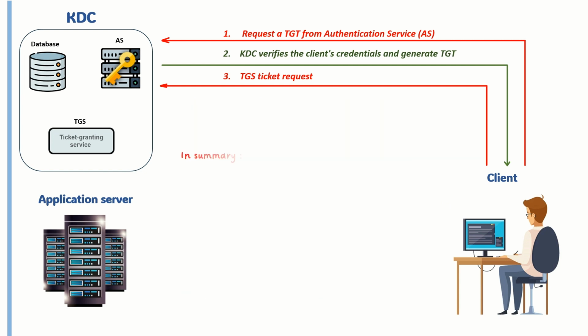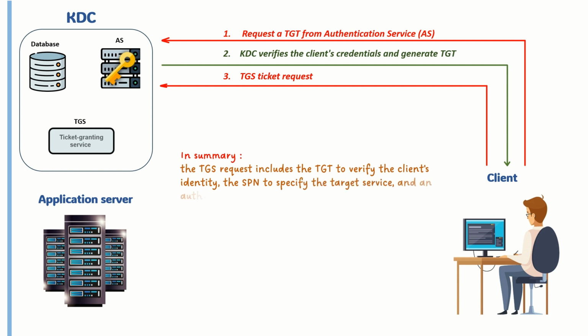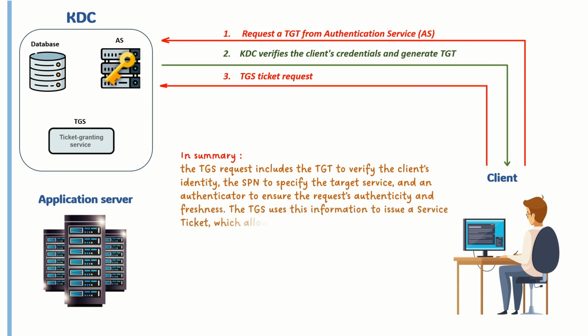In summary, the TGS request includes the TGT to verify the client's identity, the SPN to specify the target service, and an authenticator to ensure the request's authenticity and freshness. The TGS uses this information to issue a service ticket, which allows the client to securely access the requested service.